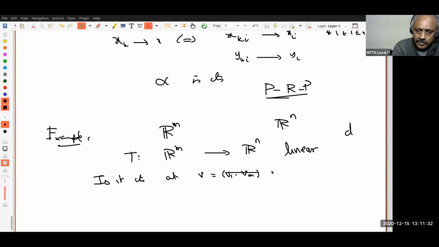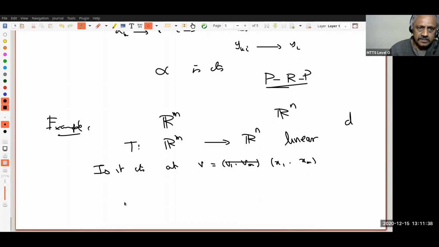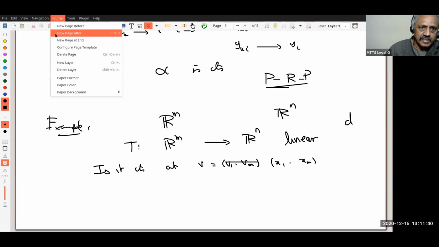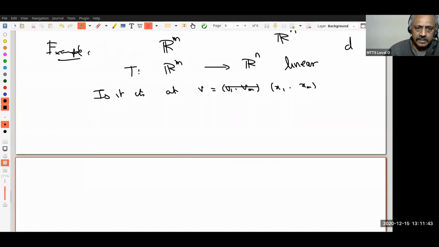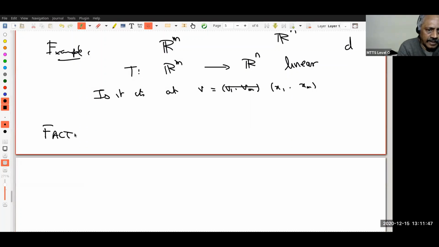Right. This we will write as x1 to xm. Okay. How do I prove that? First, this is where, as I said, the knowledge about the subject is important. This is a fact I'm going to use, and you can look at my linear maps video. There I have proved this. Any linear map is of the form T of x1 to xm will be of the form, I will write a summation notation.